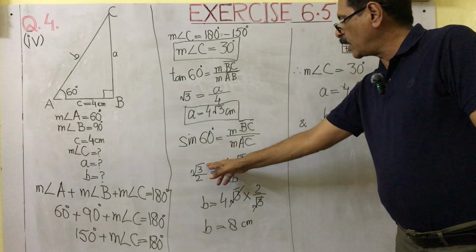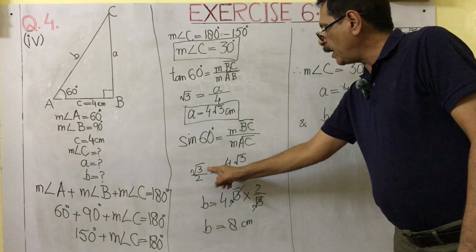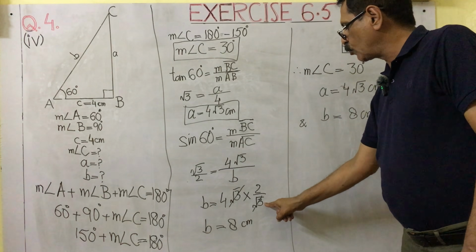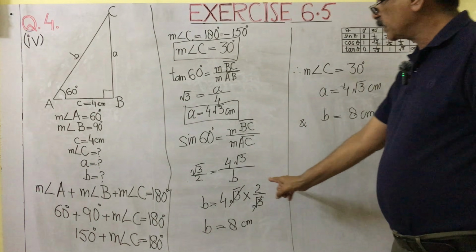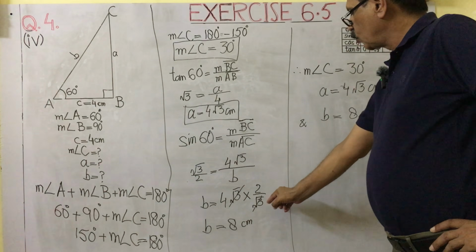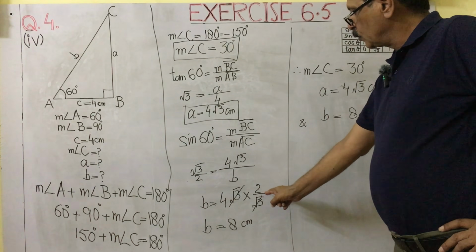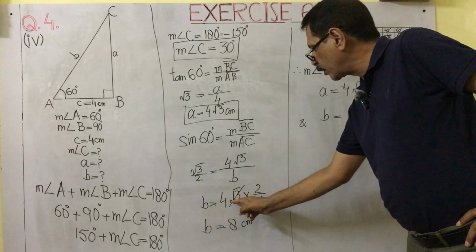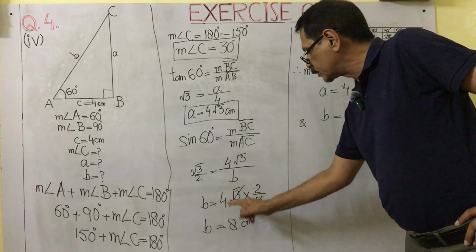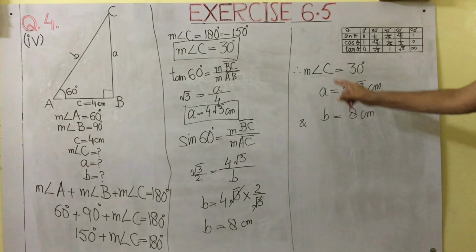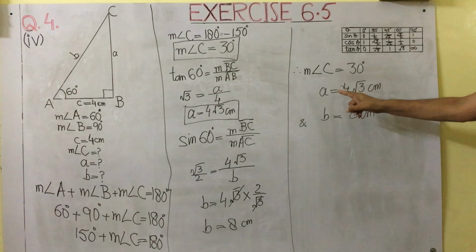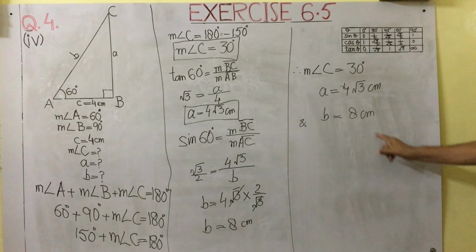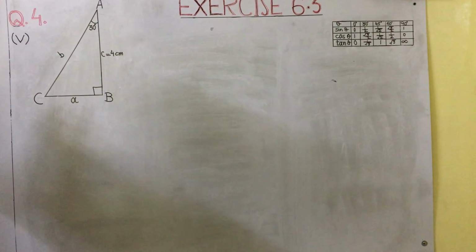B taken to the left hand side and 2 over square root of 3. That is, you can say multiplying both sides by 2 over square root of 3. You see, B is equal to square root of 3 cancelled with square root of 3, 4 twos are 8 centimeters. Therefore angle C is 30 degrees, A is 4 into square root of 3 centimeters and B is 8 centimeters.